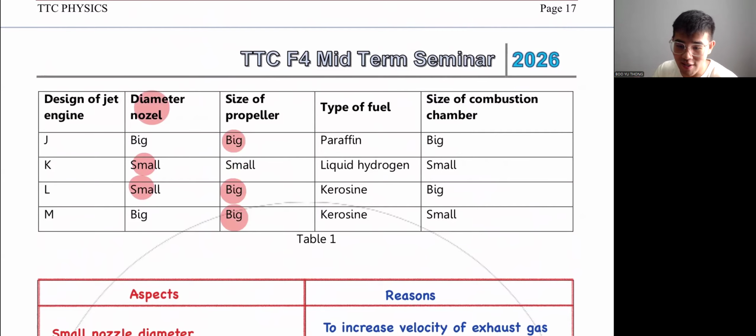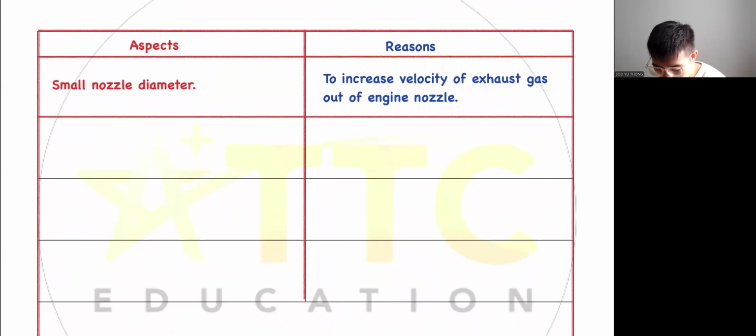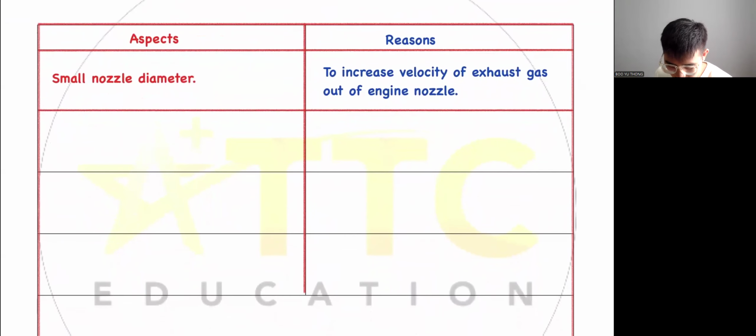So don't just go and think that, oh, option one must be the answer. It's just coincidentally that "big" is the answer. So the size of the propeller has to be big. But does any one of you know why? And do you know what the function of a propeller is?